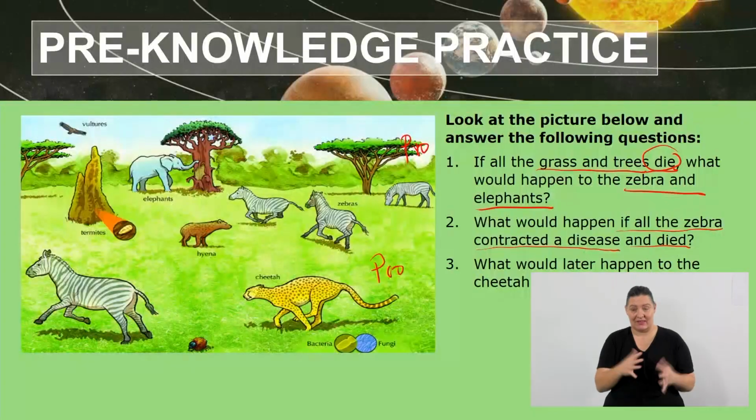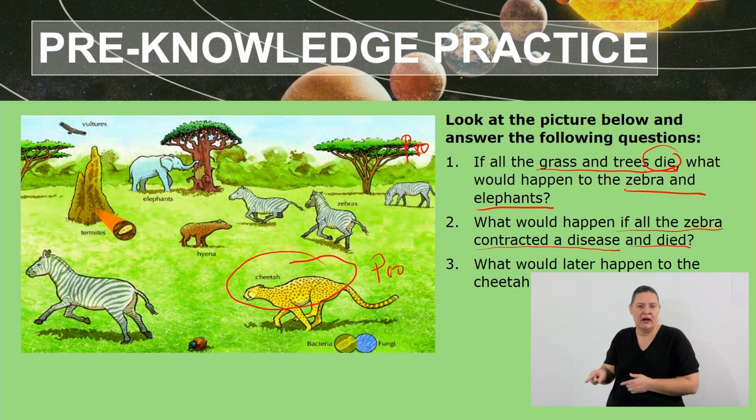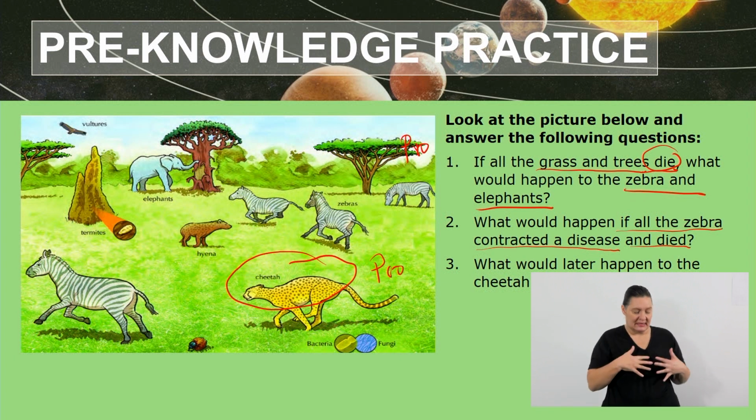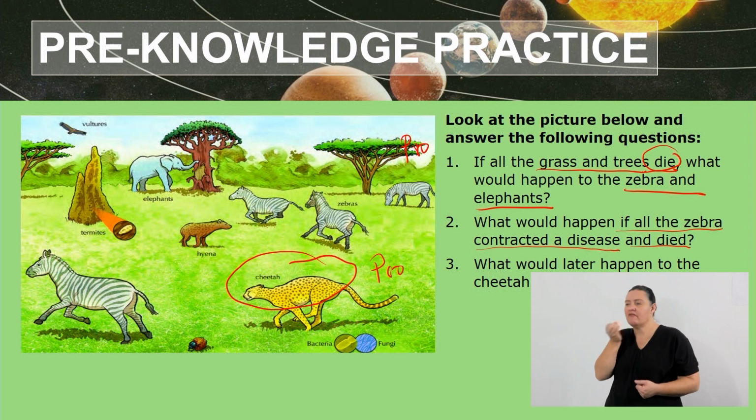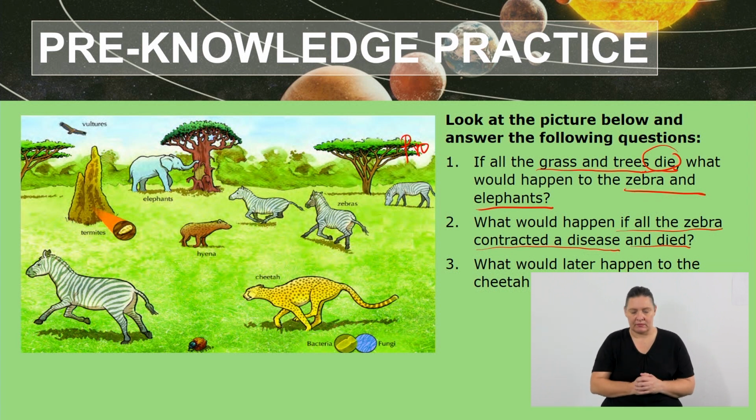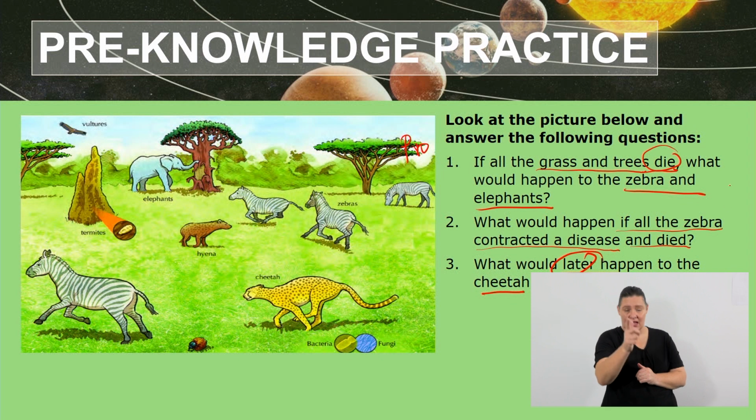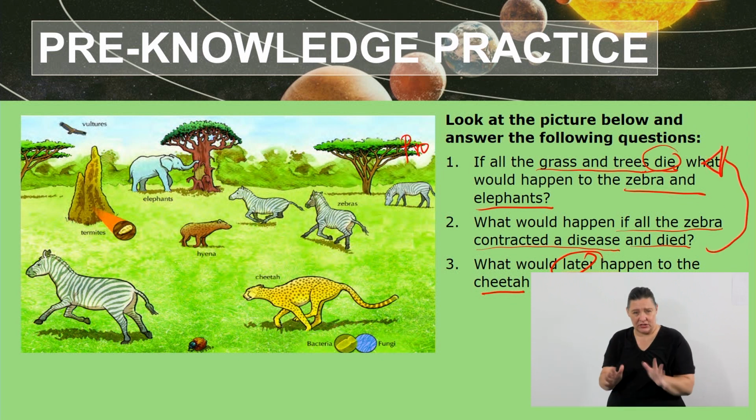If zebras die, we know that these zebras are eaten by the cheetah in this context because the cheetah is the predator. So this means that the zebras are going to die and the cheetah will not have anything to eat. And if that's the case, the cheetah will start eating other organisms, and if they run out, it would also eventually die. Now let us look at the third question. What would later happen to the cheetah and the hyena? The term later tells us that after all of these answers that we gave here, what would eventually happen to the cheetah and the hyena?